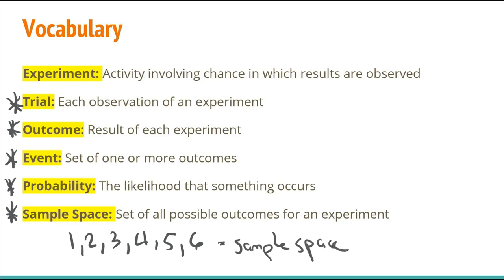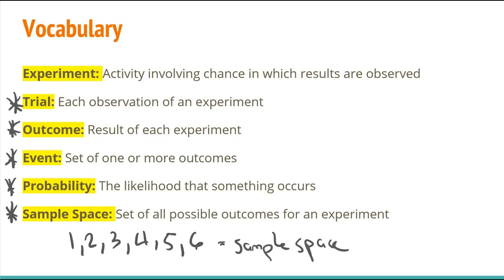Okay, and then let's say I were to roll a 3, that would be my outcome, and me actually rolling the die would be considered a trial. The probability of rolling a 3 would be 1 out of 6 because there's only one 3 out of 6 possibilities. So all these words work together when it deals with probability.